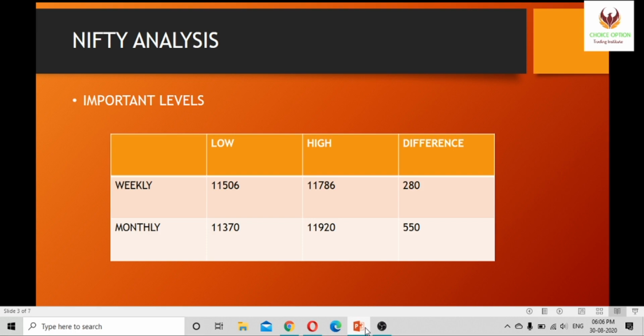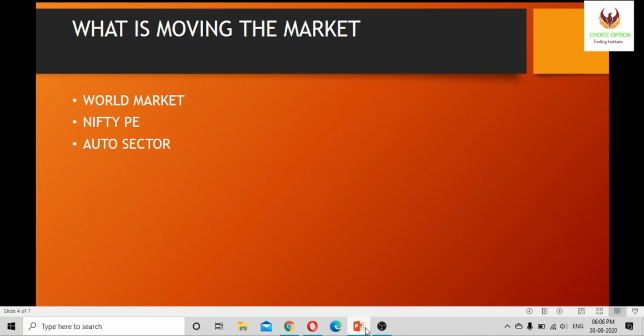What actually is driving the market? There are a certain number of factors which are driving the market. One such factor is the world market. Why world market? Because when you look at the Dow Jones, it has given a correction of more than 100%.